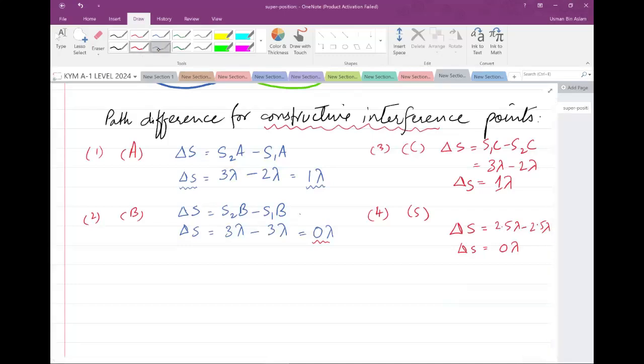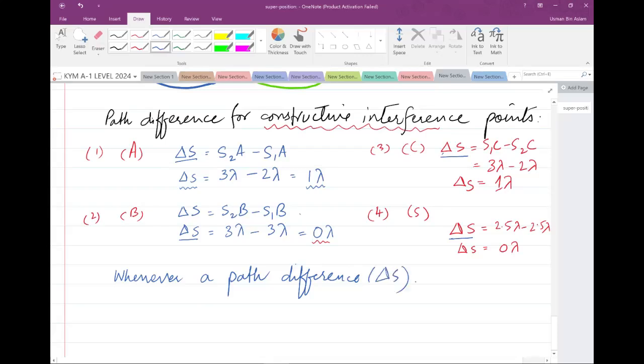So as a conclusion of all these calculations, we can say whenever a path difference... Sir, what's delta S? Delta S is the symbol for path difference. Okay. Whenever a path difference delta S is equal to a whole number multiple of wavelength, constructive interference takes place.